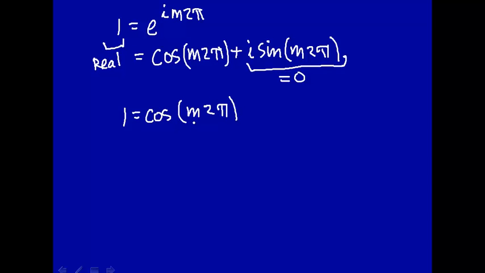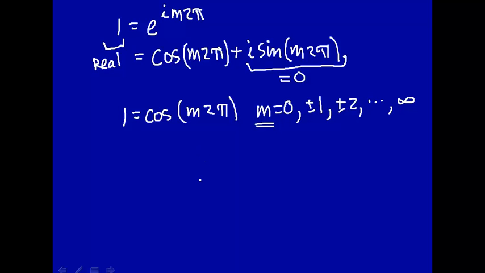Now, what does m have to be in order to get this to be equal to 1? Well, clearly m could be 0, and cosine of 0 is 1. If m is 1, cosine of 2 pi is also 1, but m could also be minus 1 because cosine of minus 2 pi is also 1. So m could be plus or minus 1, plus or minus 2, and so on, all the way up to infinity. So this is a quantum number m, and it can only have certain values, which means this wave function can only have certain frequencies or certain wavelengths.